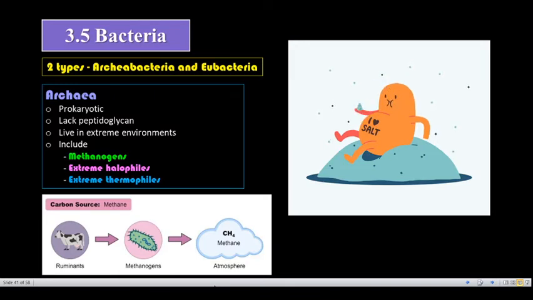Okay? And how do they do their metabolic process? With the use of methanogenesis. So ito yung ginagamit ng methanogens to produce their nutrients or their source of food. Okay? So during methanogenesis, the methanogens produce methane as a final step of their anaerobic degradation of carbon. So hindi na masyadong importante. Let's go with okay.